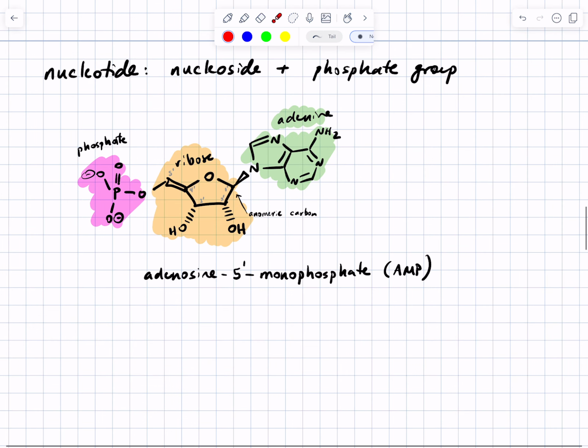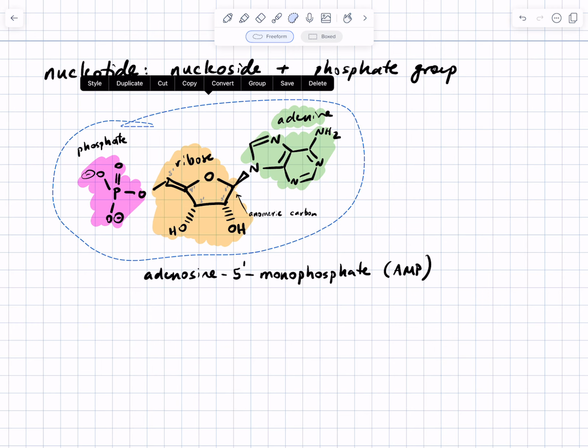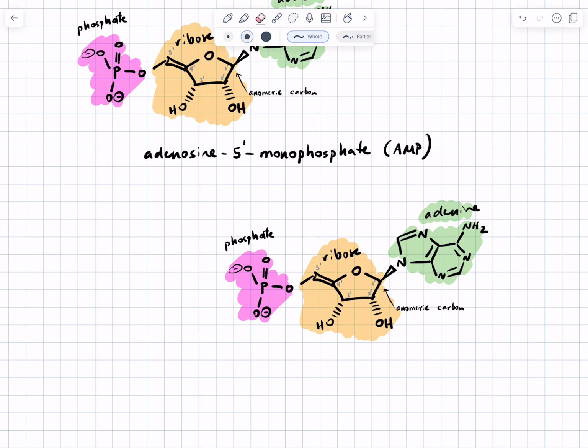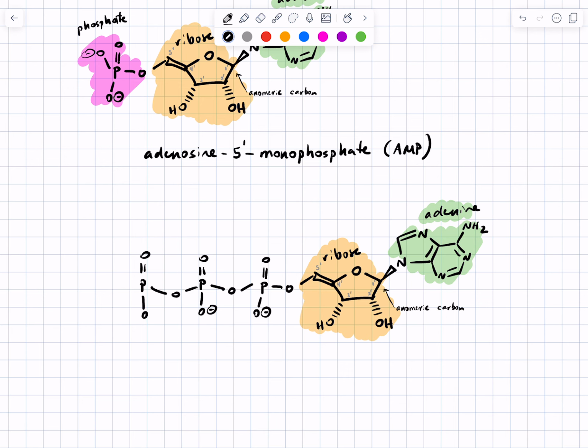And then if we wanted, we could add an additional phosphate, and you've seen the structure of ATP before, right? If we attach another phosphate here, that's ADP, right? And if we attach another phosphate here, that's ATP.